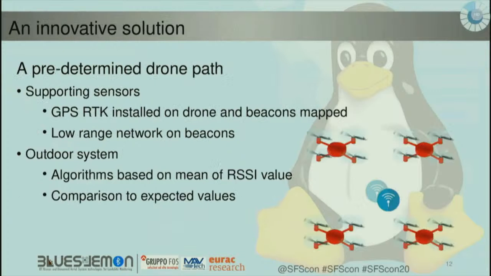We took all this information to make an innovative solution. We decided on a predetermined drone path, and with the GPS RTK installed on the drone, we can know where the drone is, make it fly around the beacon, and make some scans. Since it's an outdoor system, the algorithm can be based on the RSSI value and on the comparison between previous scans and expected values.